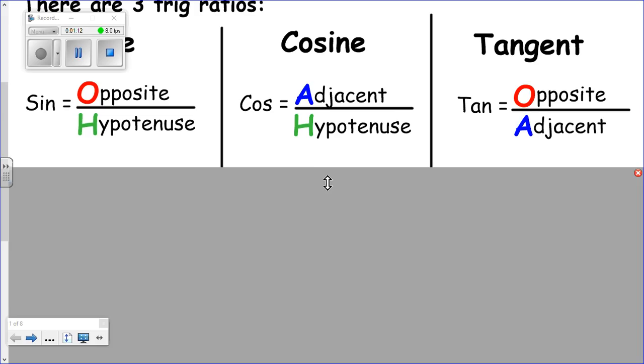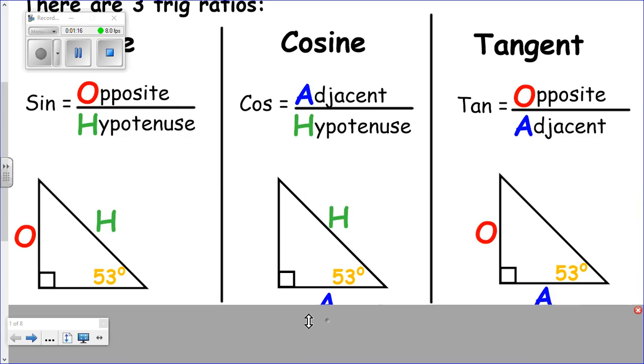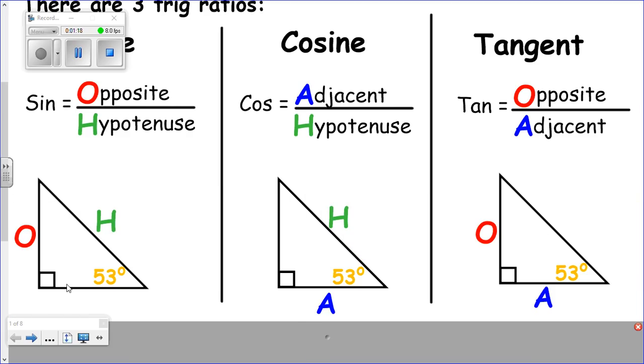And so that's why it's important to be able to label the right triangle carefully. If we look here, I have my triangle. All three of these triangles are the same. They have the same reference angle of 53, but what differs is what information is given. In the first one under sine, you would be given an opposite side and the hypotenuse. On the cosine, you would be given information on the adjacent and the hypotenuse. And on the tangent, you would be given information on the opposite and the adjacent.